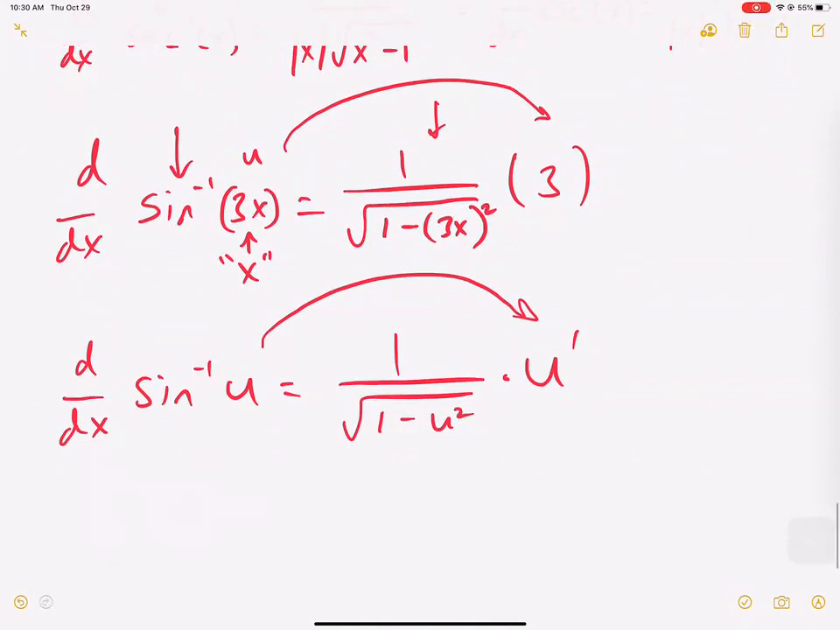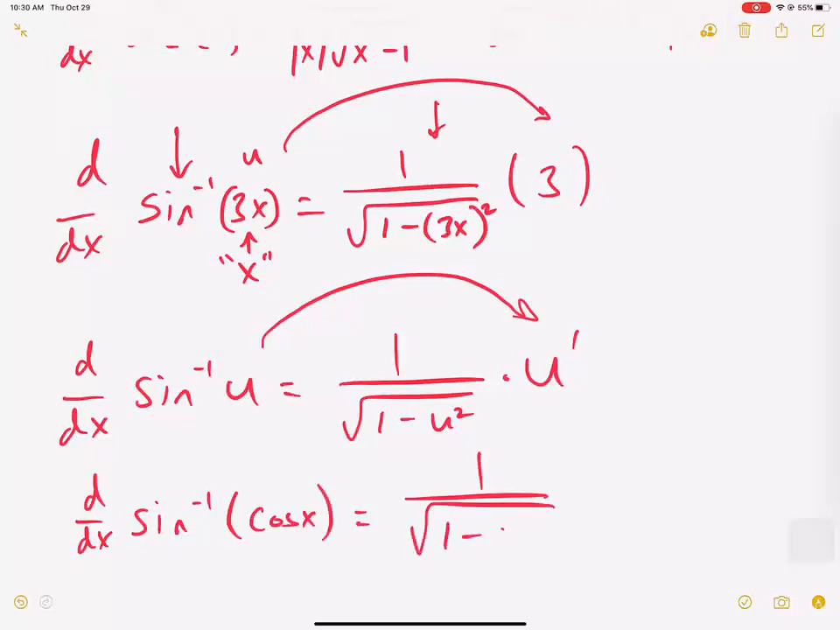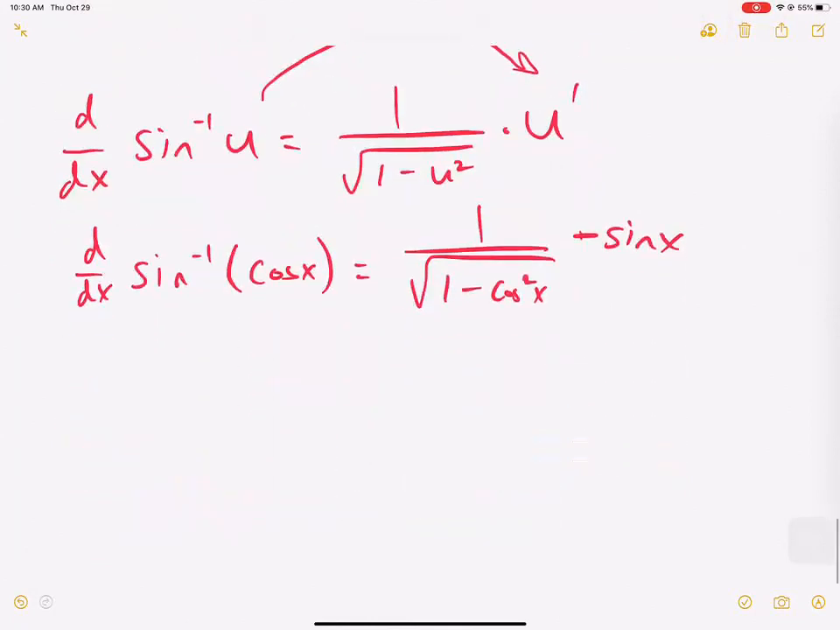I'm going to do the same problem. d over dx of sine inverse of cosine x. Just throw something weird out there. Copy exactly what the identity says, 1 over the square root of 1 minus cosine squared x. And then we multiply this by the derivative of cosine, which is negative sine of x. Do we have to simplify any of these anymore or no? You should be able to.